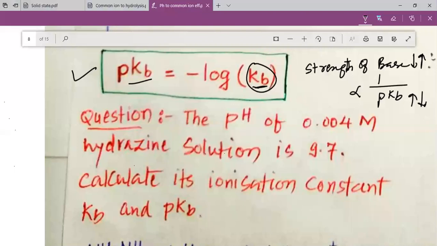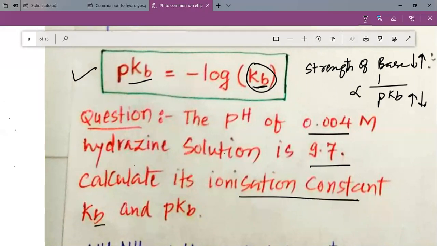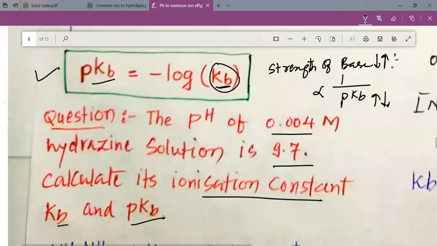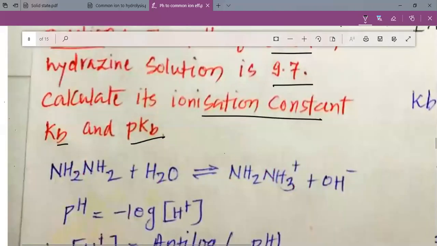So this is how we study about the strength of the base. Now, my dear students, we want to study the next question so that we can understand it well. The pH of 0.004 molar hydrazine solution is 9.7. Calculate its ionization constant Kb, and we also need to calculate the pKb. So let us solve this problem.